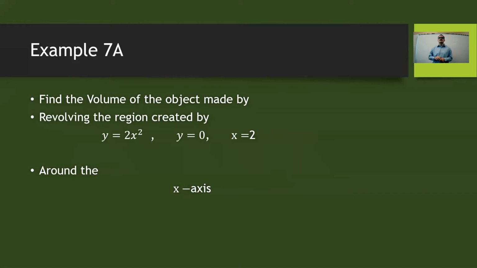So the region here is created by the parabola y equals 2x squared, the curve y equals 0, and the curve x equals 2. And first, I want you to revolve this around the x-axis. Go ahead and push pause, try to do this problem, and then in a few seconds, I will do it on my own.